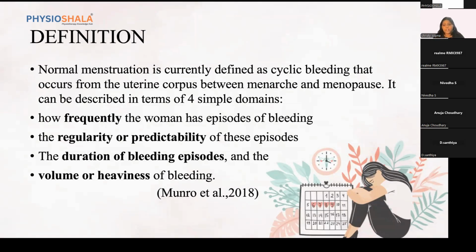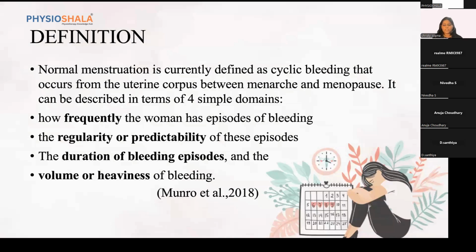Second one is regularity or predictability, whether a woman is able to predict her next cycle. If a woman is getting her periods on the 20th of this month, can she predict her next cycle next month? That is the regularity or predictability. If the regularity is not there, or she is skipping her periods for 1 month or 2 months and after that she is getting them, it means the regularity is affected or the periods have become irregular. That also comes under abnormal menstruation or menstrual irregularity.